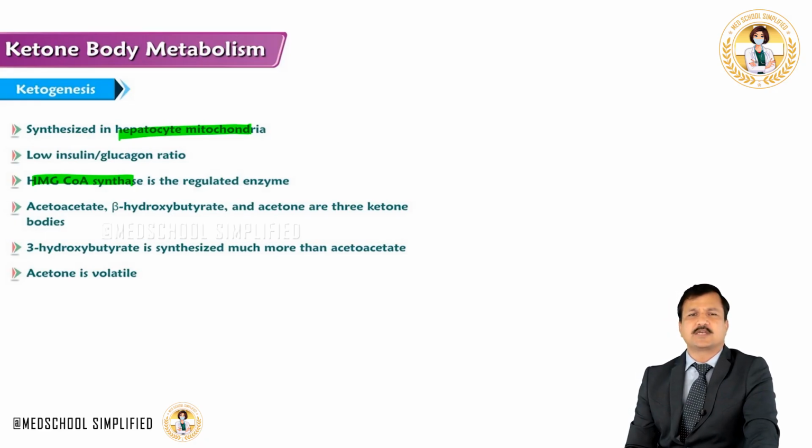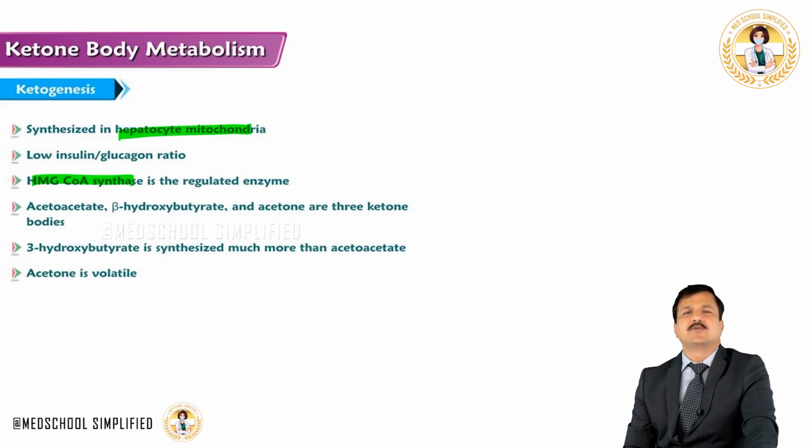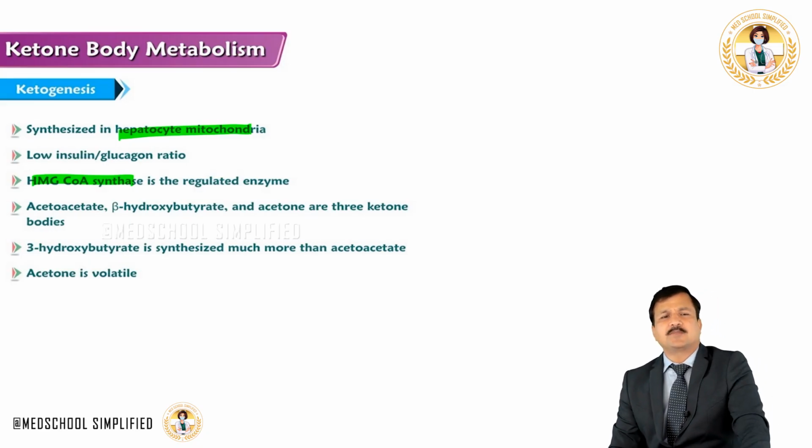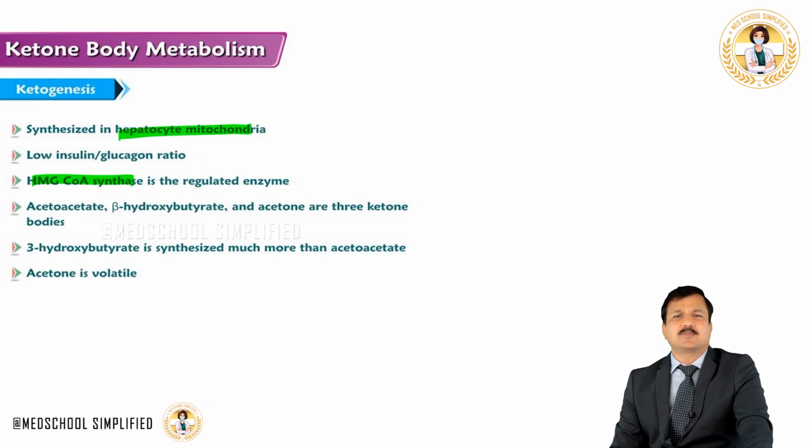One of the important enzymes in ketone body synthesis is HMG-CoA synthase, which is located in the mitochondria of the liver. The hepatocyte mitochondrial HMG-CoA synthase is quite different from the cytoplasmic HMG-CoA synthase. The HMG-CoA synthase present in the cytoplasm is involved in cholesterol metabolism, whereas the mitochondrial HMG-CoA synthase is involved in ketone body synthesis in the liver. Make sure you know that.